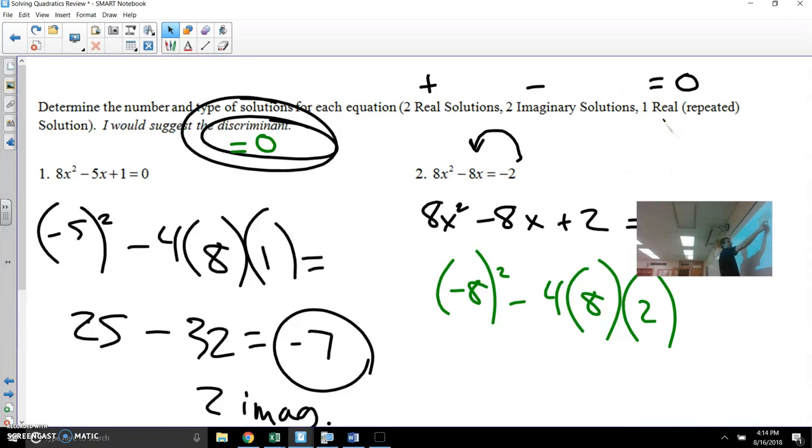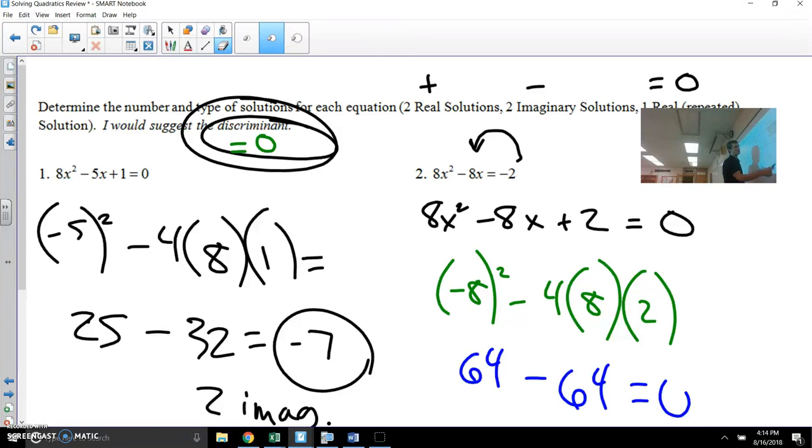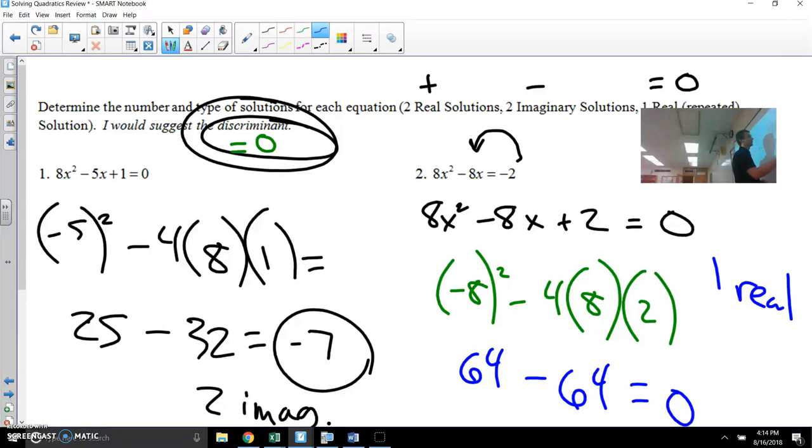So let's see what that looks like. 64. A negative times a positive is a negative. 4 times 8 is 32. And 32 times 2 is 64. So it looks like I'm getting 0. And so that means that my solution is exactly 1 real solution.